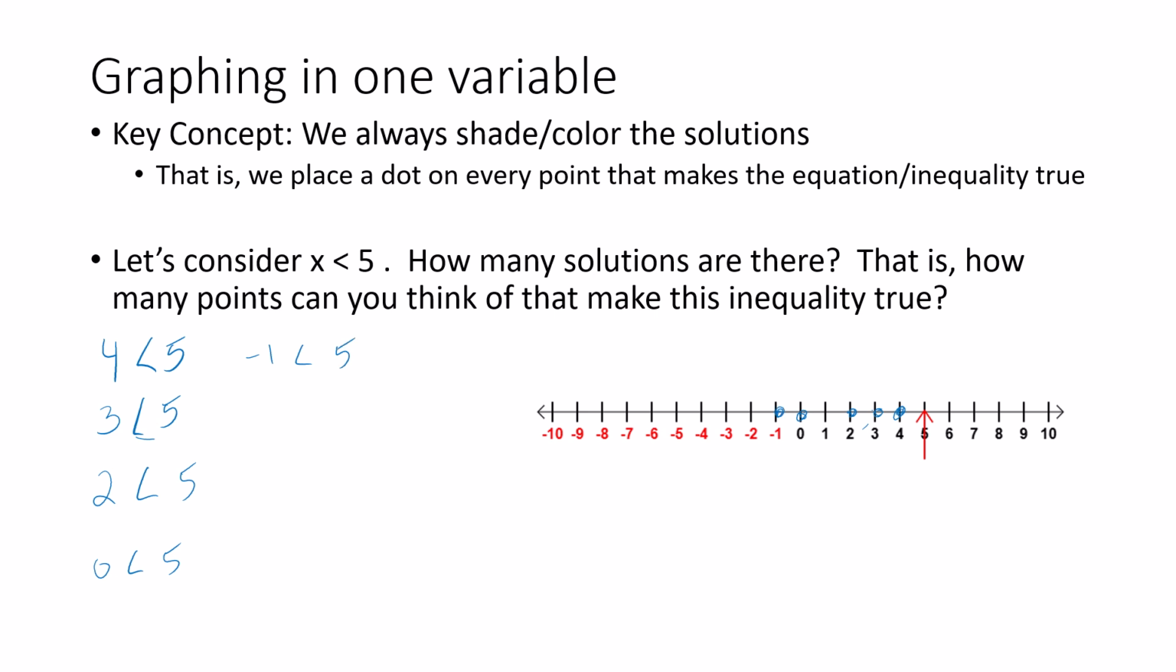Now, decimals also work. Okay, so you could say -2.5 is less than 5. So that would be right there in between the -2 and the 3. Now, here's where it gets a little more interesting. We said 4 is less than 5, but now that we've thought, oh, look, what about decimals? 4.5 is less than 5.